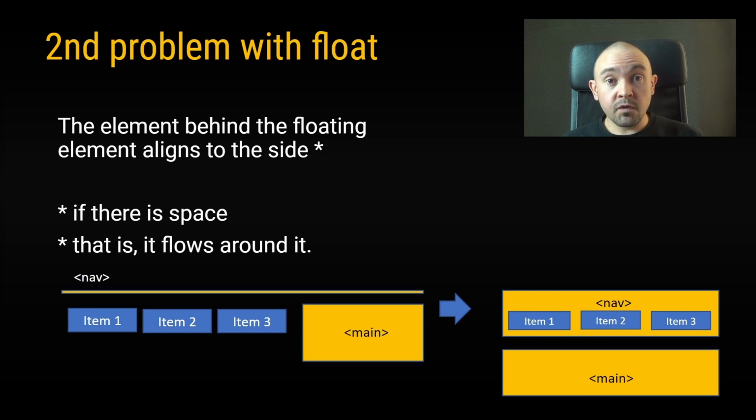Which brings us to the second problem, which is that the next element that should be under the container for the items with the float left property will go higher than it should if it finds a place for itself, because it refers to the height of the parent and not to the height of the elements with the float left property. Since our navigation has a height of 0, our main sees a place for itself next to our items in the navigation and tries to push in there. And it should be under our navigation, as you can see in the example on the right.